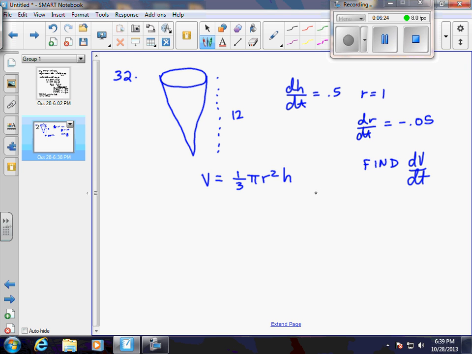Pi r squared h all over 3. That's the same thing. So looking at the equation, we're trying to find dV dt, so we need V to be in there. R, we have a dr dt, so R can stay. H, we have a dH dt, so H can stay. We keep all of the variables in here because we know all of the related rates. That means we're taking the derivative using the product rule.